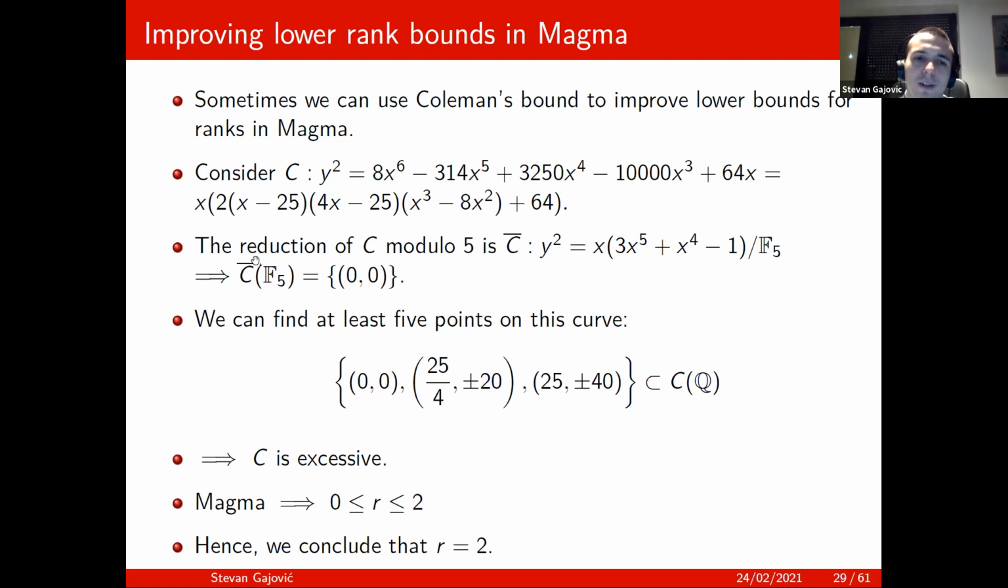And this curve has only 1 point modulo 5 and has at least 5 rational points. So the Coleman bound is violated, so the curve is excessive, and it means that the rank has to be at least equal to its genus, which is 2 in this case. So in this case, we can help Magma to conclude that the rank of the Jacobian of this curve is 2.